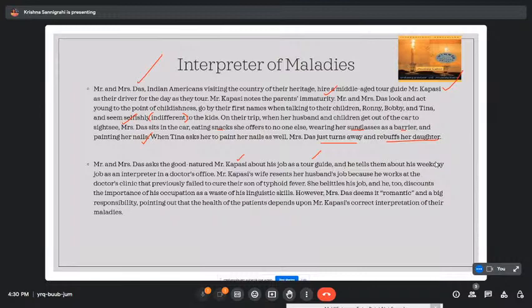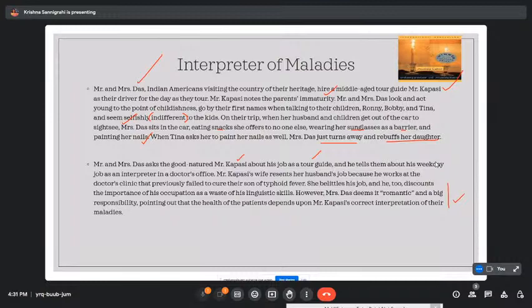She belittles his job and he too discounts the importance of his occupation as a waste of his linguistic skills. However, Mrs. Das deems it romantic and a big responsibility, pointing out that the health of the patients depends upon Mr. Kapasi's correct interpretation of their maladies.